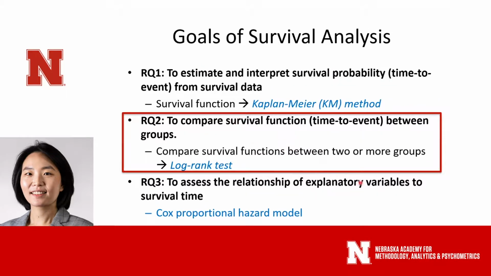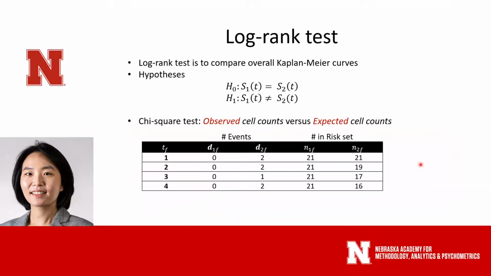So let's move on to the log rank test. This test is used to compare the survivor probabilities between two different groups. You can think about this as a chi-square test where we are comparing observed cell counts versus expected cell counts. The first thing we need to do is set up a null hypothesis. Our null hypothesis here is there is no group difference in survival probability between the first group and the second group.